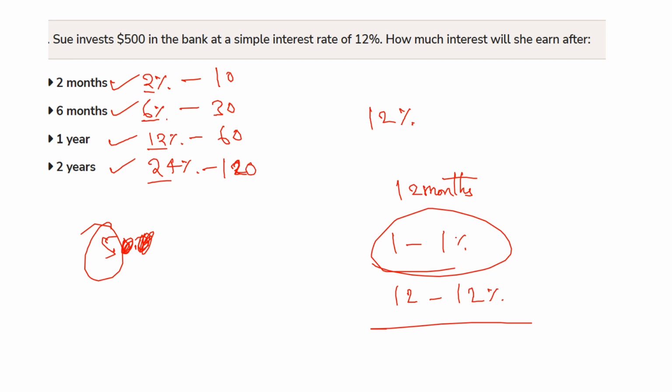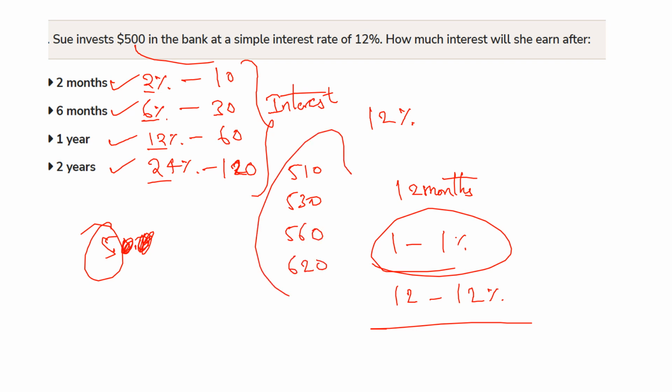120. So you can see, these are the values of interest. Interest we are getting. Then the total amount. Total amount in the sense 500 plus 10, because after adding interest, we are getting 510, 530, 560, 620 like this.